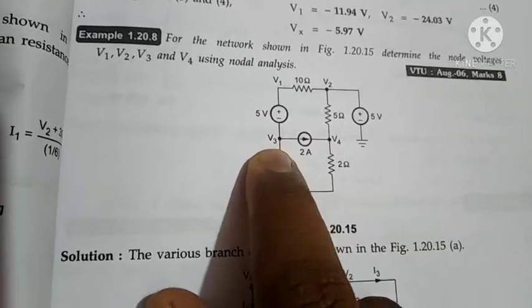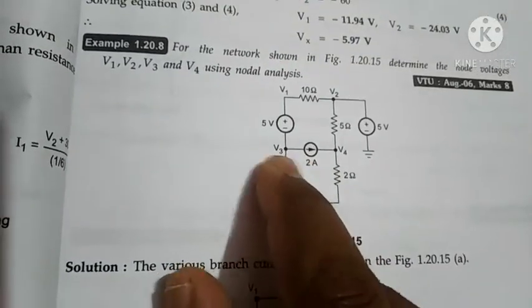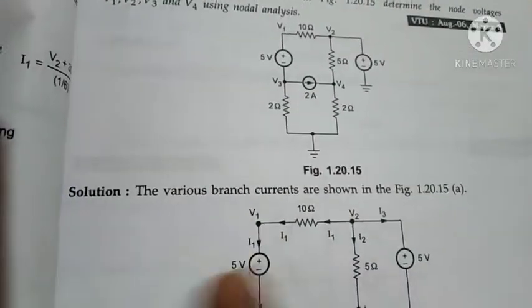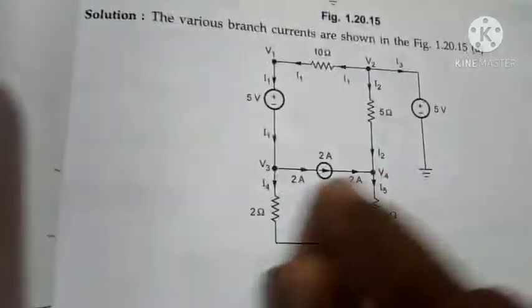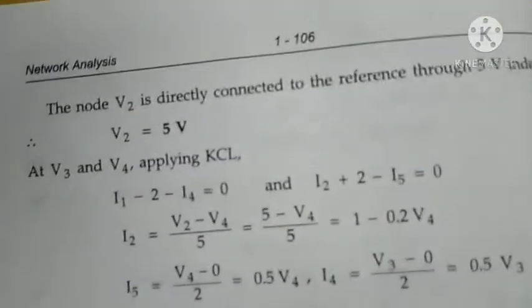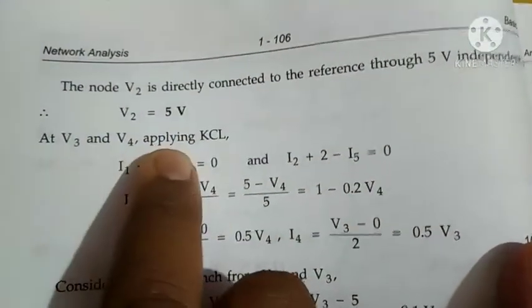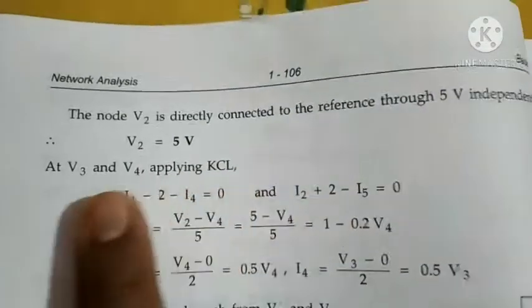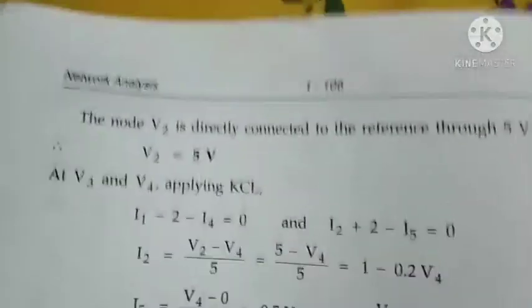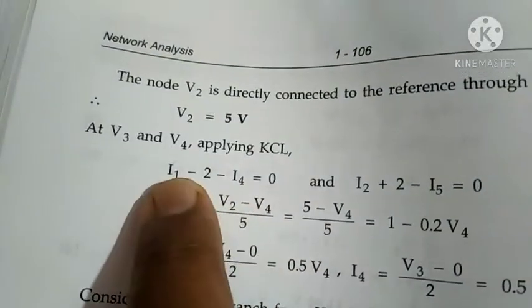Let us apply the node analysis to V3 and V4. So this is the circuit. They have assumed some branch currents. As I told, they have taken V2 is equal to 5 volt, and for V3 and V4 they are applying KCL. So while applying KCL at V3, we have two things.